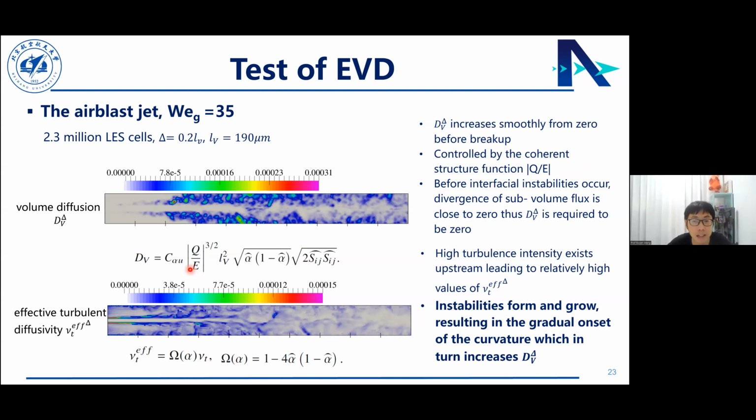This satisfies the physical world. The second thing is that high turbulence intensity exists upstream, leading to relatively high velocities and viscosity. The viscosity still exists, but volume diffusion doesn't. Then the instability continues to form and grow, resulting in the gradual onset of curvature, which increases the volume diffusion.